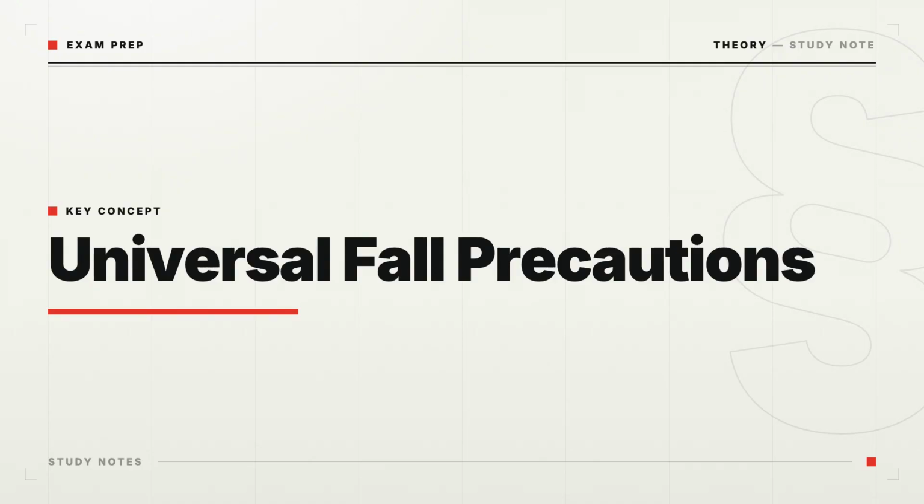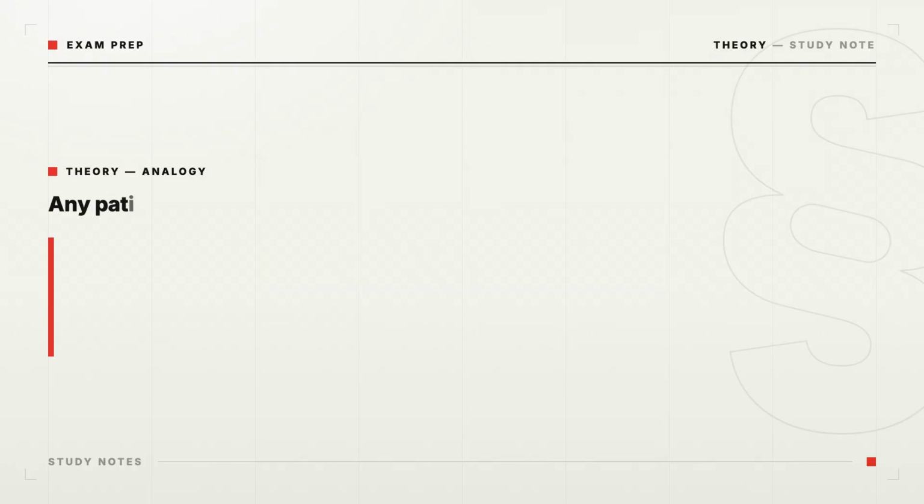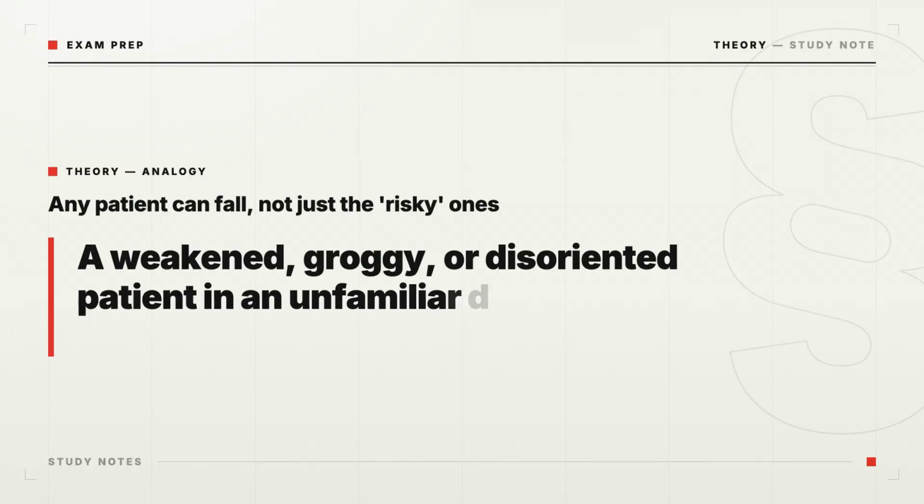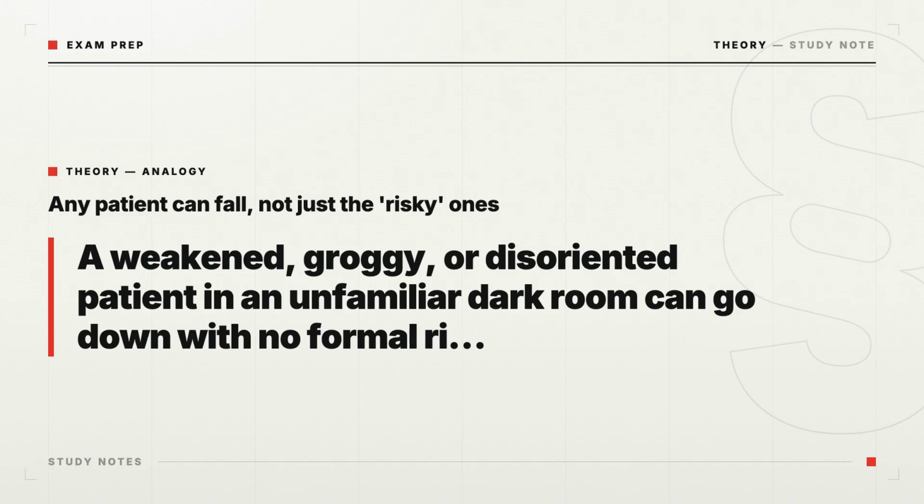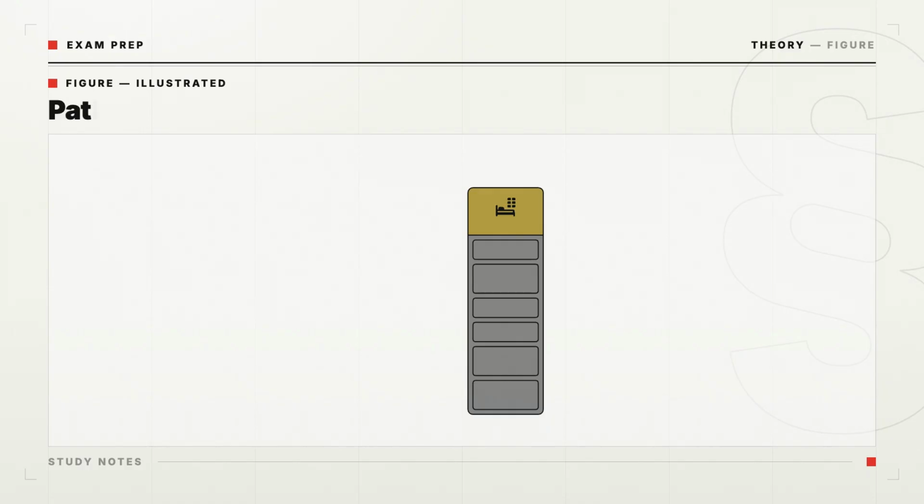Falls are one of the most common preventable harms in a hospital, so nurses don't wait to find out who's high risk before acting. A baseline set of protections goes to every patient on the unit regardless of age, diagnosis, or fall risk score. The idea behind universal precautions is simple. Any patient can fall. A person weakened by illness, groggy from medication, or unfamiliar with a dark hospital room can go down even without a formal risk factor. So nurses apply the same baseline measures to everyone.